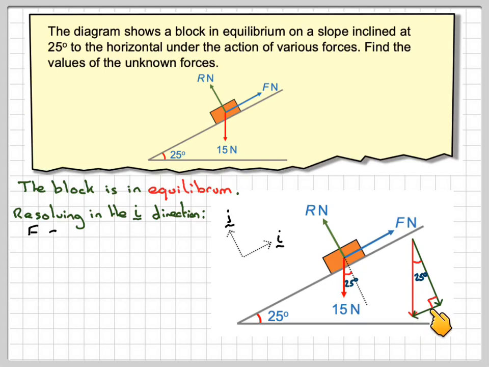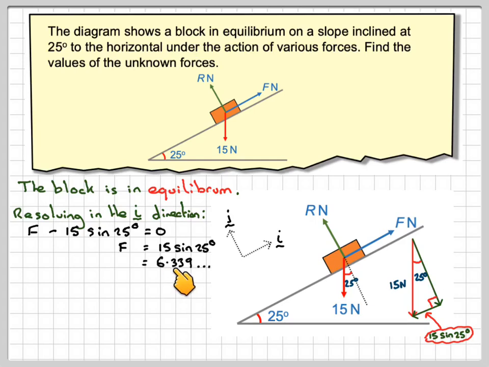Okay, so we've got two components here. We've got this component here and that component there. This is 15 newtons. This component here will be 15 sine 25 newtons. So we're going to take F minus 15 sine 25 degrees, and that's equal to 0. So that means that F is 15 sine 25. And I calculated that will give us 6.339, which is 6.34 newtons.